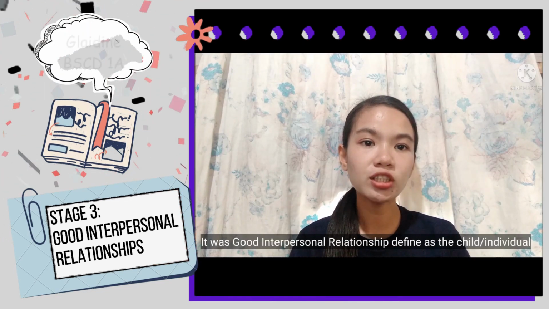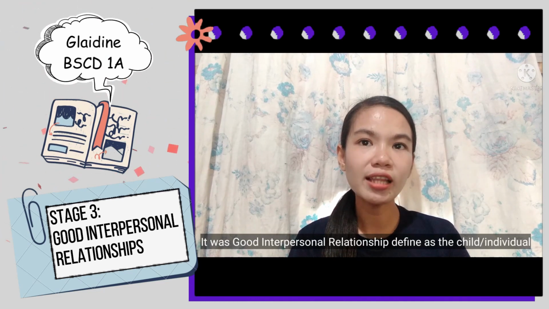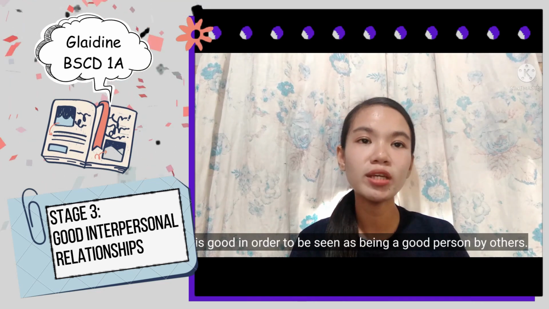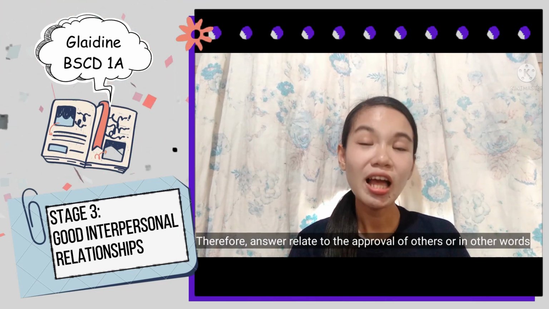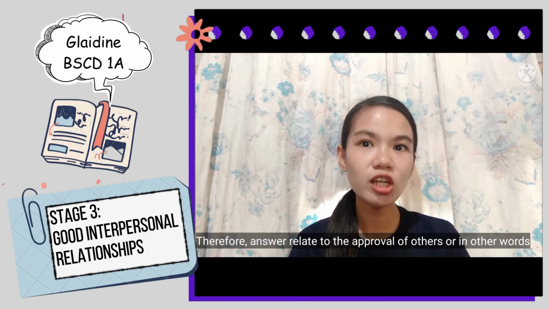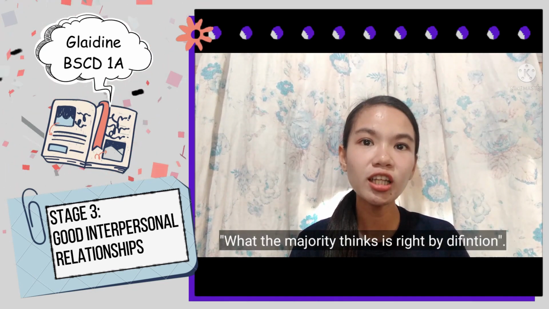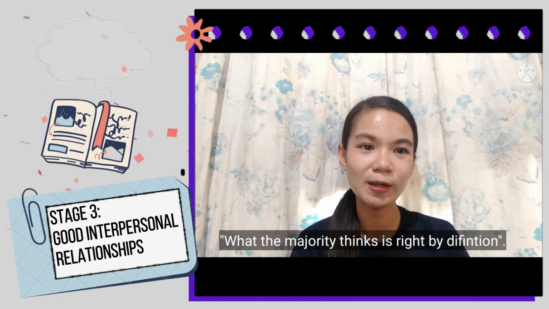Good interpersonal relationship is defined as the child or individual being good in order to be seen as a good person by others. Therefore, answers relate to the approval of others, or in other words, what the majority thinks is right by definition.